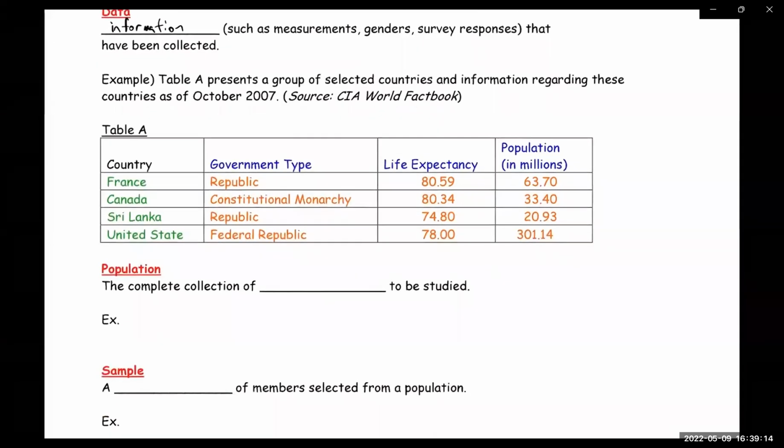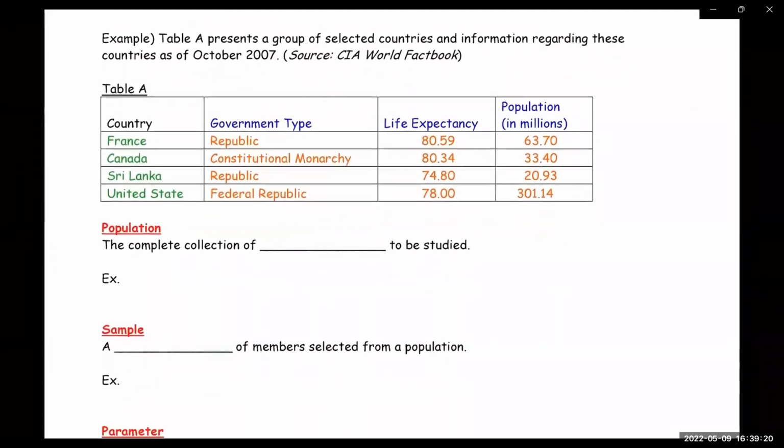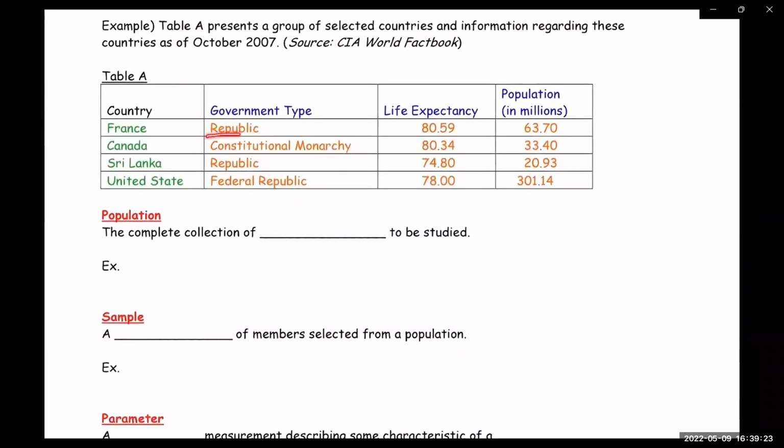All right, table A represents a group of selected countries and information regarding these countries as of October 2007. So France, they're a republic. Their life expectancy is 80.59 years, and their population is 63.7 million. Out of these 4 countries, they have the highest expected value. Maybe it has to do with their lifestyle. Maybe they're more relaxed out there, less stress. Maybe they eat more fresh foods. Maybe they don't process their food as much as we do. Who knows? The point is, they live on average about 2.5 years more than we do.